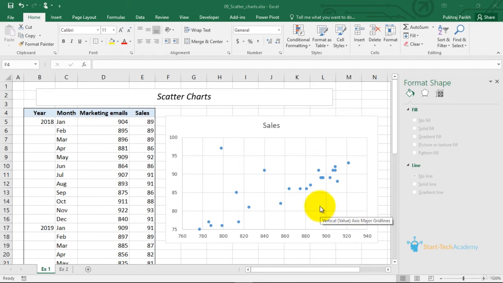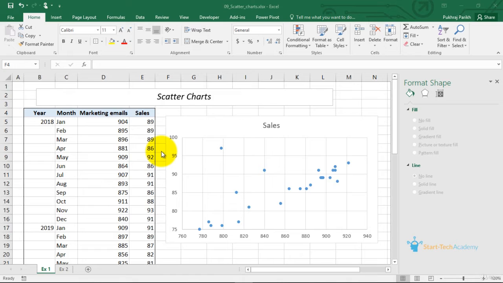In this example, I have taken the monthly marketing emails that a company is sending and the corresponding sales it is obtaining. So in the month of January 2018, the company sent out 904 marketing emails and the amount of sales that it did was 89. So the question that I want to answer is, is there any relationship between marketing emails and sales?